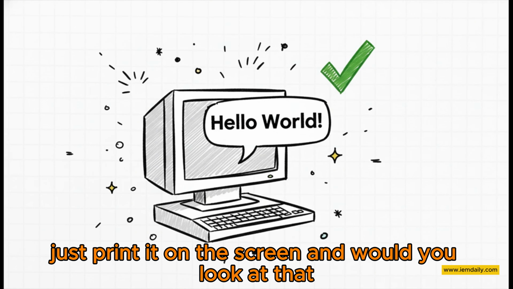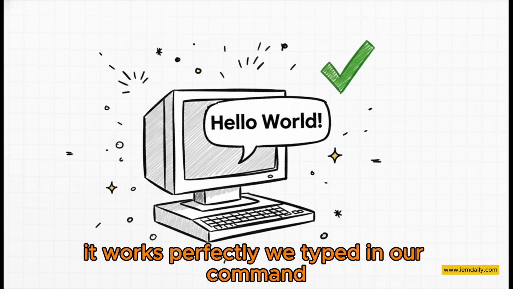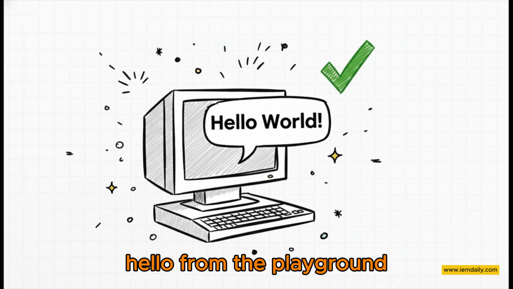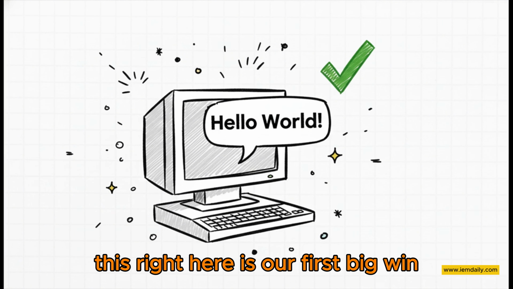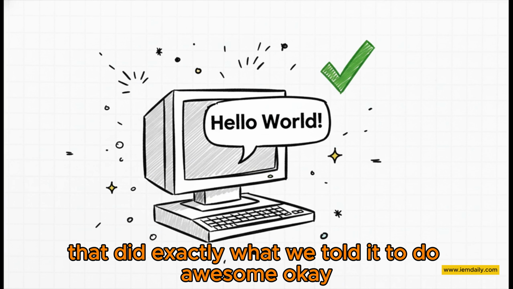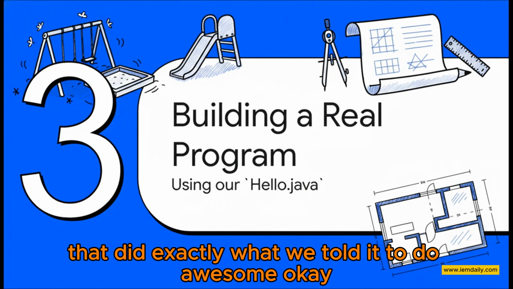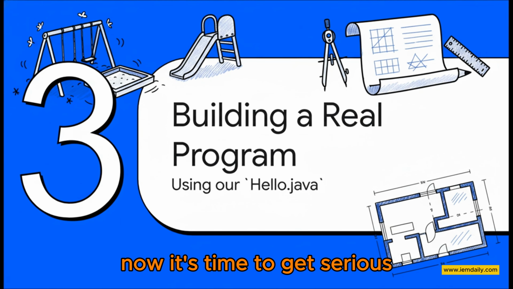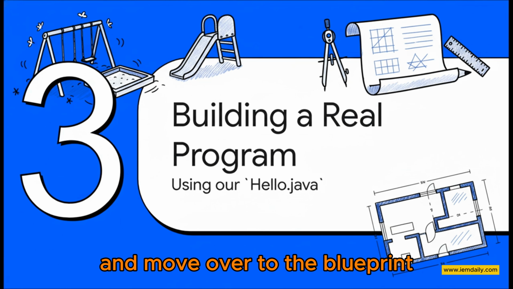And would you look at that? It works perfectly. We typed in our command, and the computer immediately printed out hello from the playground. This right here is our first big win. We have officially written a line of Java code that did exactly what we told it to do. Awesome. Okay, the playground was a blast, but it's really just for practice. Now it's time to get serious and move over to the blueprint.